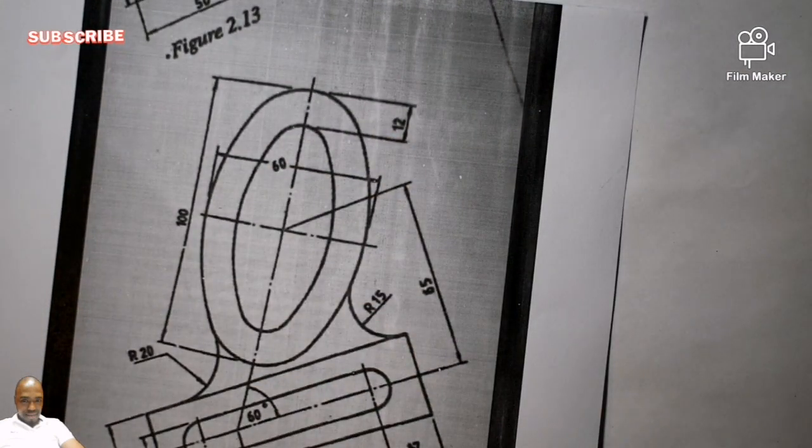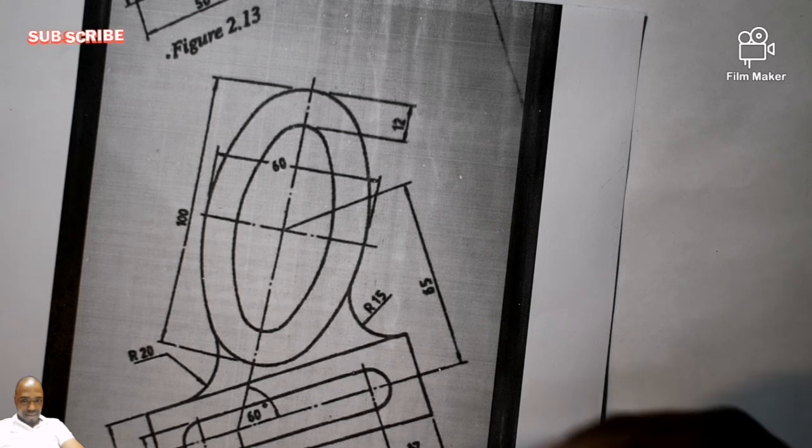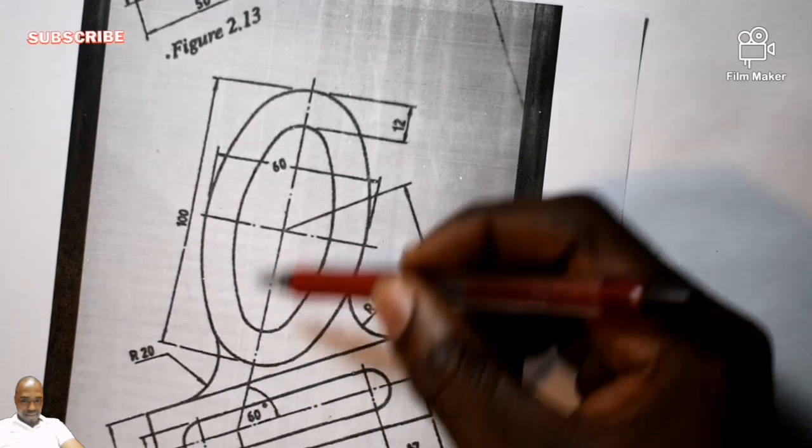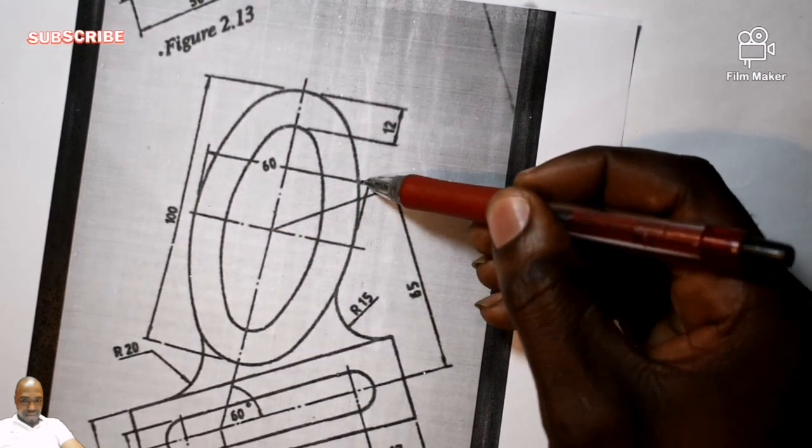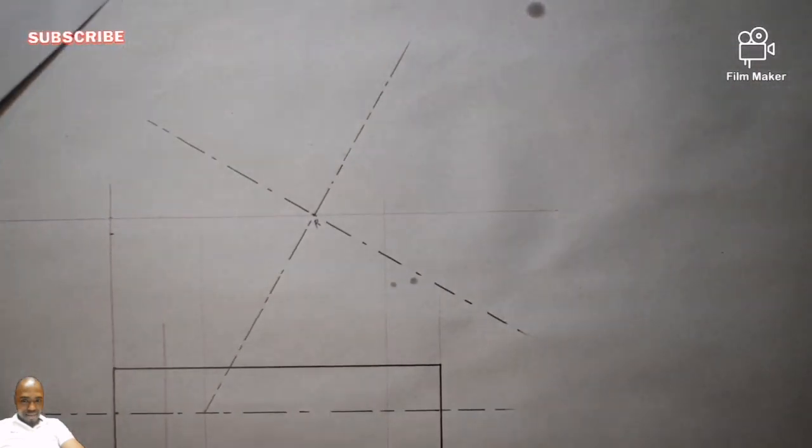So by the look of things, we have the shape of an ellipse. So this is an ellipse. In order to get an ellipse, you need your minor axis and your major axis. So you understand? We are told that from here till here is 100, and from here till here is 60. So simple, straightforward.